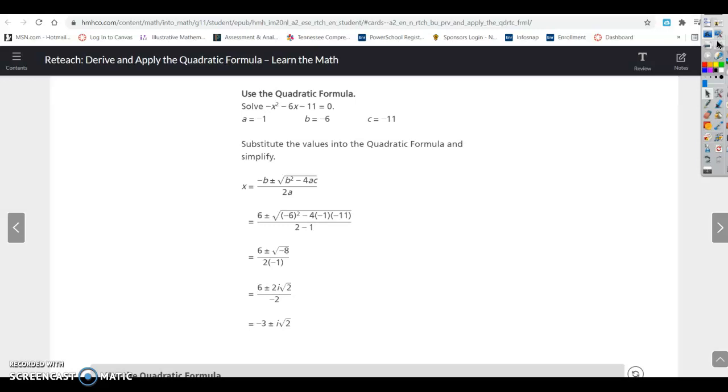Anytime you have a quadratic equation, the number in front of your x squared is the a term. The number in front of your x, that's your linear term, that's your b. And the number here, the constant, is your c value. So a comes from x squared, b comes from x, and the c is just the number. And all you have to do is substitute the values into the quadratic formula.